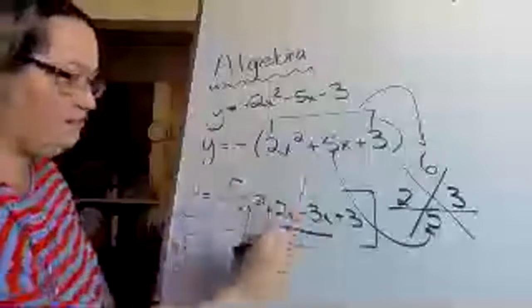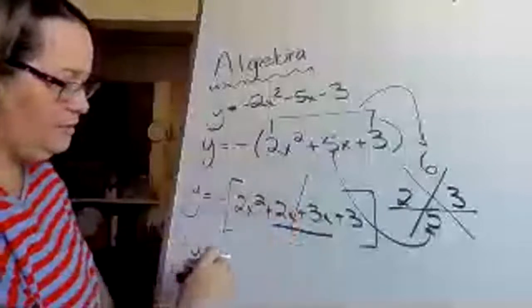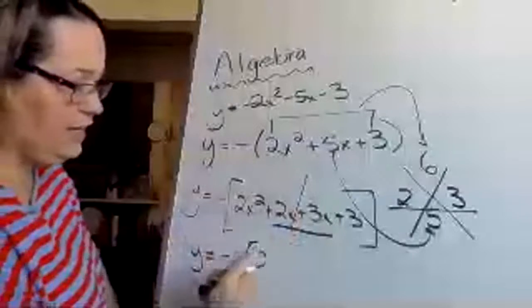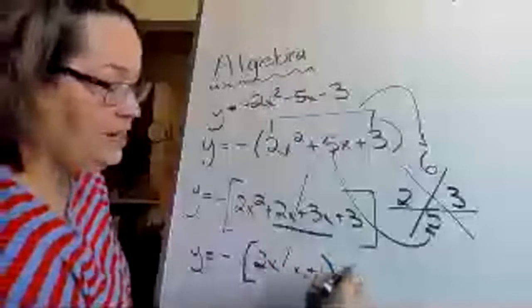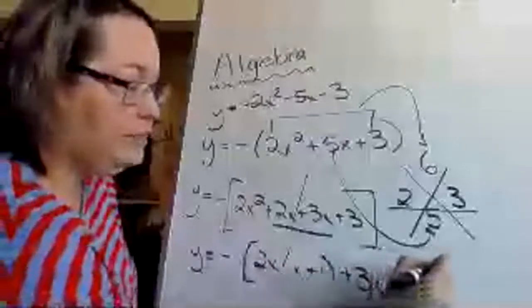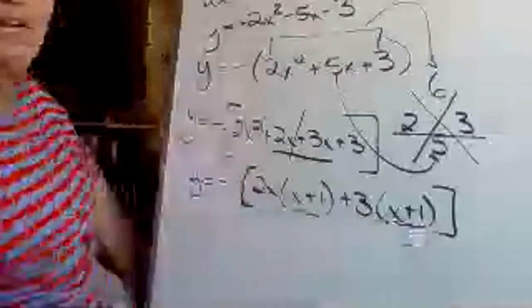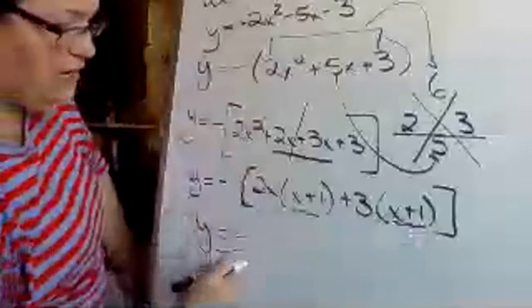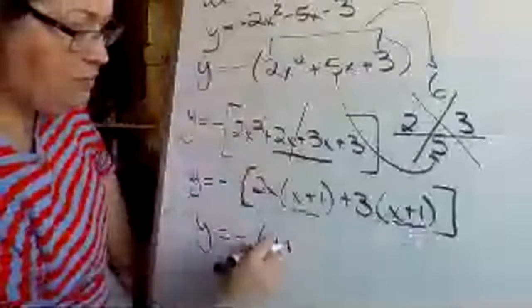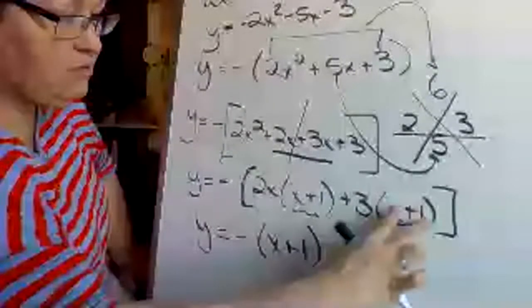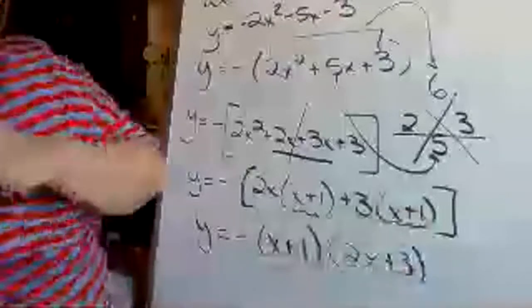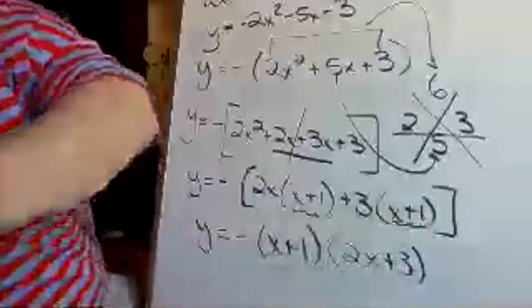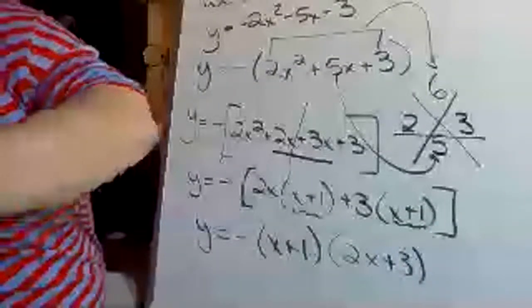So then go here. Oh, I don't know why I did that. Take out a 2x, and I get x plus 1. Take out a 3, I get x plus 1. Those two in the parentheses are exactly the same. I highlighted them in the video. I have a negative out front. I have an x plus 1. And when I take away those x plus 1s, I'm left with 2x plus 3. Okay, so 553. Oops, I went too far. 553.